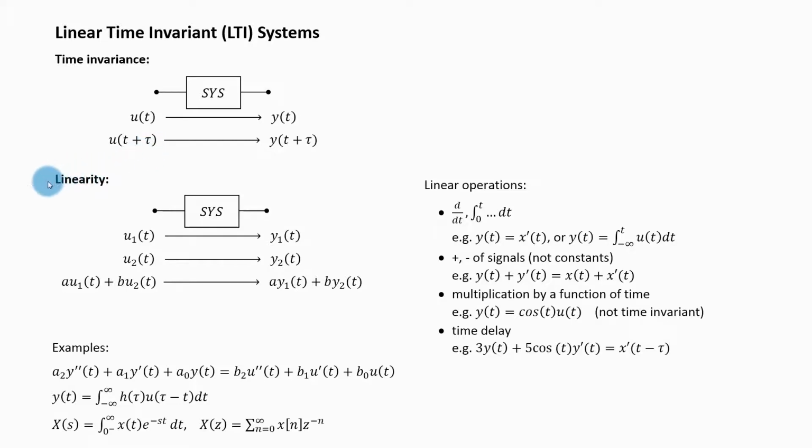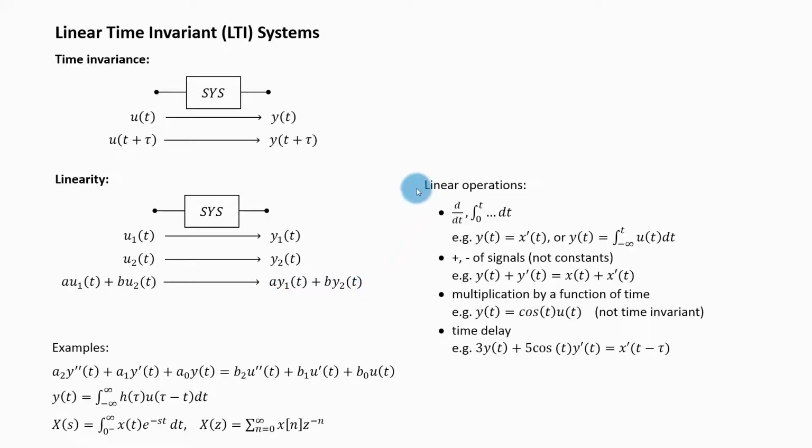Again from lecture 1, the linearity is defined in this way. We have a system that responds to an input u1 with an output y1 and to an input u2 with an output y2. Now the system will be linear if when I feed it this linear combination of these inputs, the output will be the same linear combination of these outputs. If this does not hold, the system is called nonlinear.